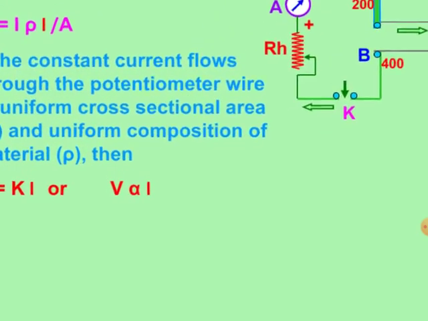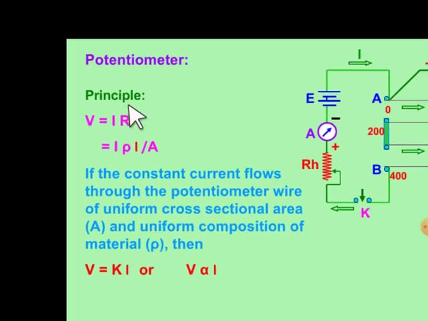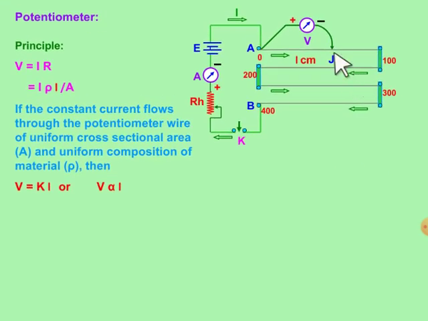So your I, rho, A, these are all constant. So if this part is constant, then your V will be directly proportional to the length L of the potentiometer wire, where there is a null point, right? So your V will be directly proportional to what? L. If you take all those constants as K, then V equal to KL. So we can write V is directly proportional to L.